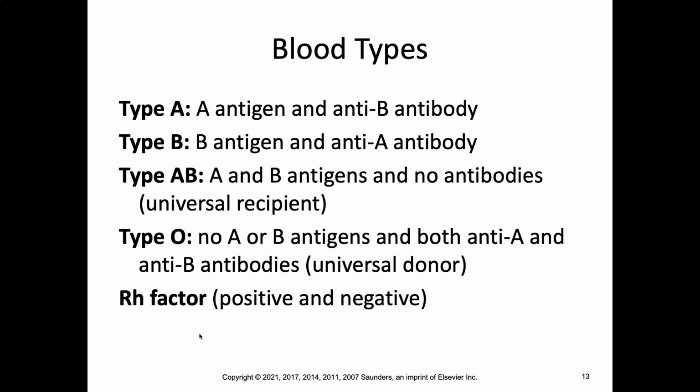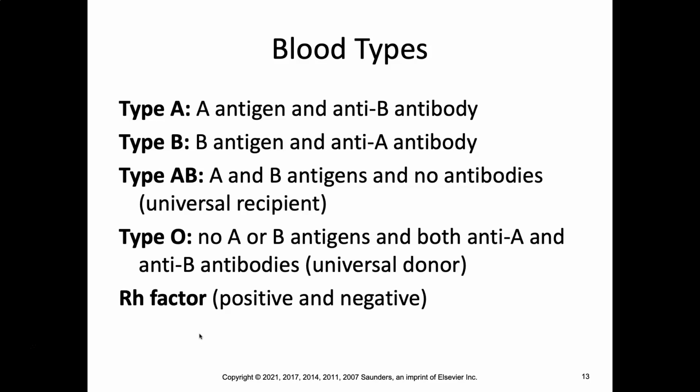Blood types. You definitely need to know this slide. So again, another one to really study hard. Type A has A antigen and anti-B antibodies. Type B has B antigen and anti-A antibodies. Type AB has A and B antigens and no antibodies, which makes it a universal recipient, meaning the other blood types can give to this blood type.